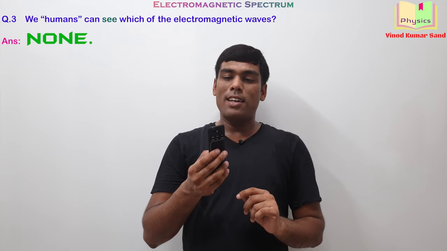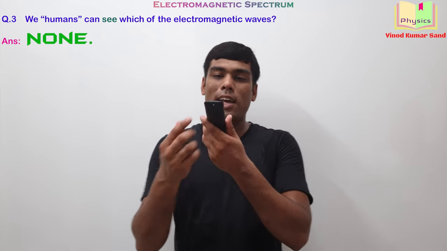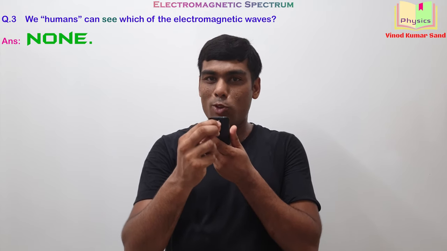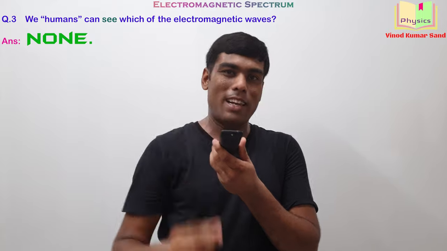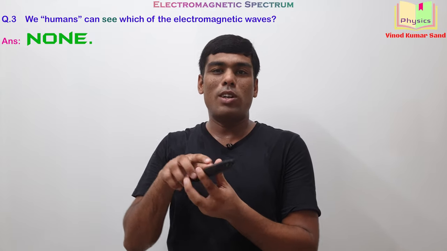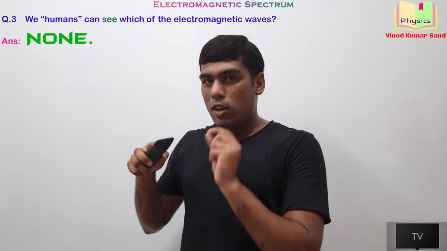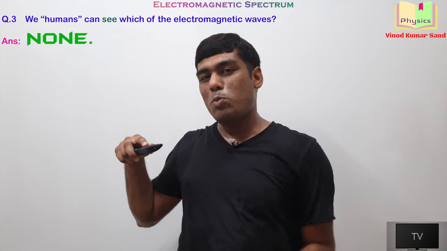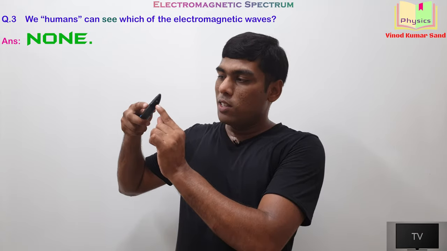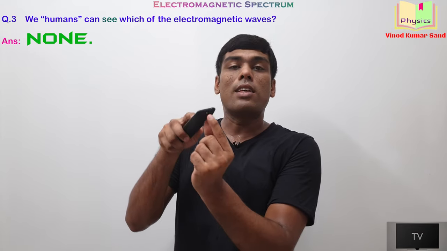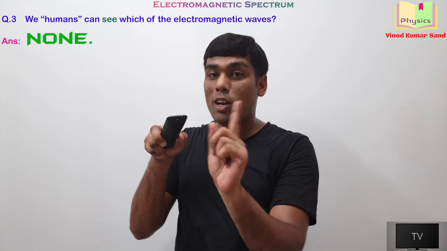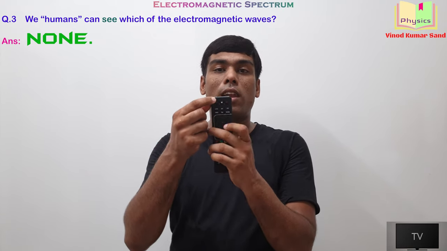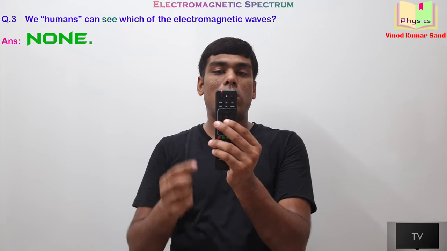Done. Here is another LED placed. You can see it. Can you see the electromagnetic waves coming from this LED? When you press some button on the remote, the channel gets changed. In between your remote and the TV, do you see any kind of waves propagating? Actually, this LED is emitting the infrared. Humans cannot see the infrared. This is emitting the visible light. I'm pressing the button. Can you see the red?